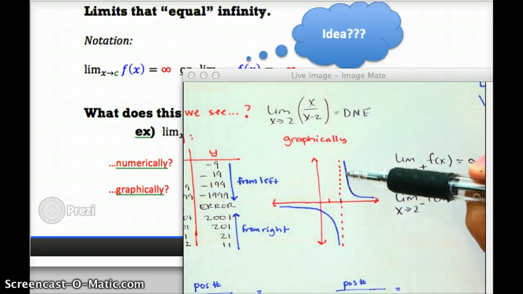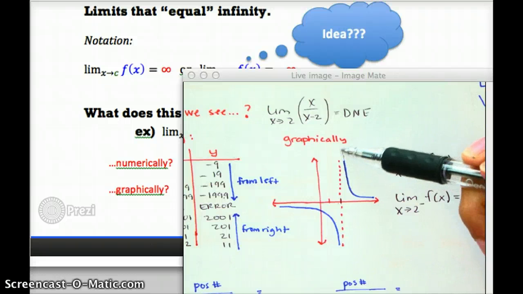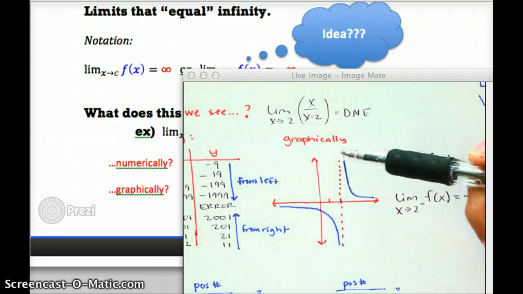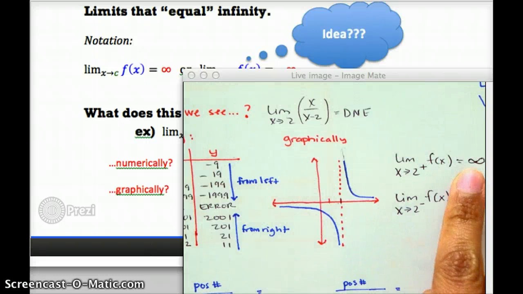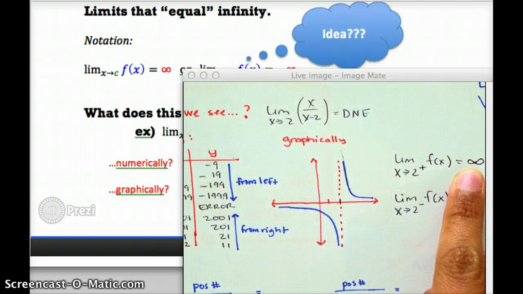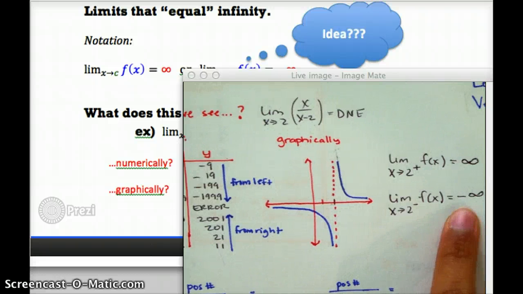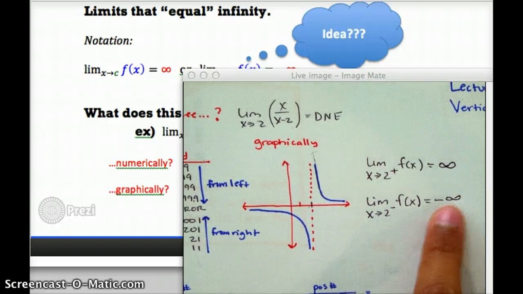Well, the closer I get to 2, the more the y values increase. And in fact, they keep increasing forever and never really get to 2. That's why we have positive infinity for the right-hand side limit. The left-hand side limit, if I come from the left and observe what happens, the y values get lower and lower and lower, and they continue going forever. And that's exactly what we mean by the left-hand limit equals negative infinity.